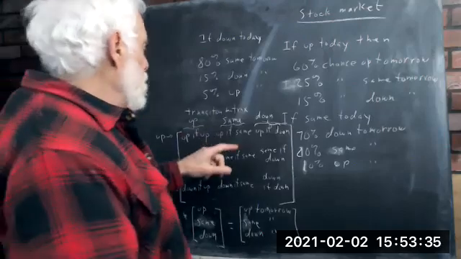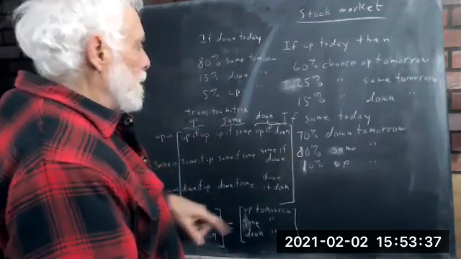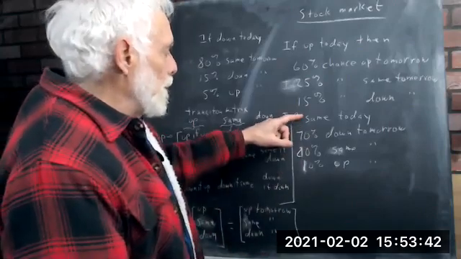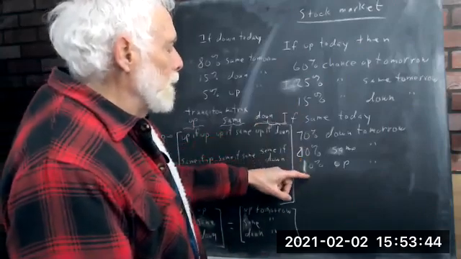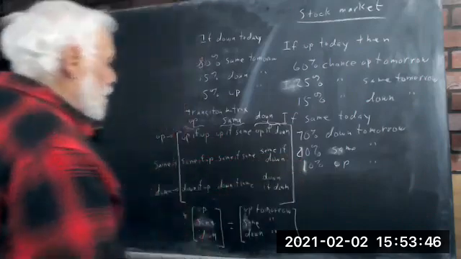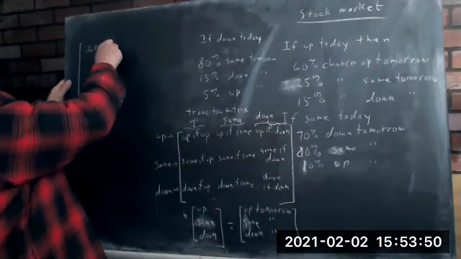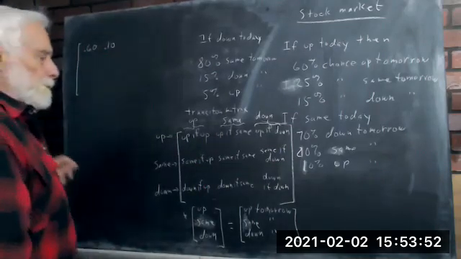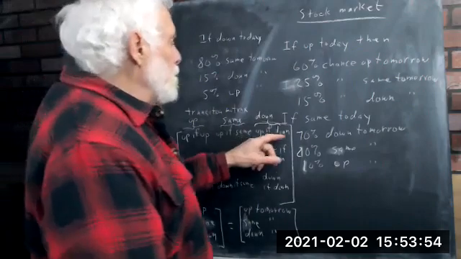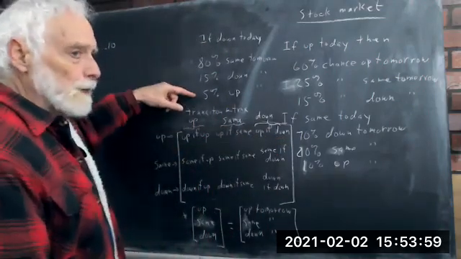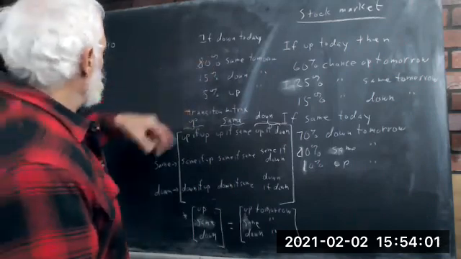Now, up if the same. Well, here, it's the same. If it's the same, there's only a 10% chance that it's going to be up tomorrow. And that's what goes here. So it's a 10% chance. And then up if down. Well, if down, then there's a 5% chance that it will be up tomorrow.